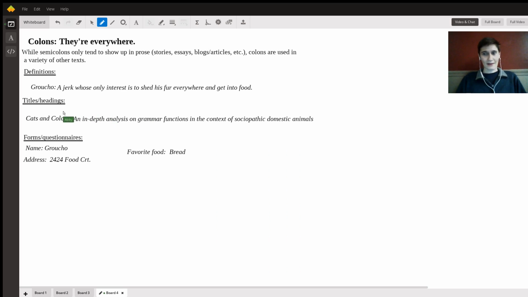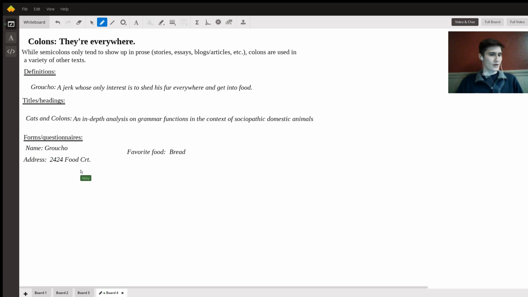In a lot of academic articles, there will be a little catchphrase, and then an elaboration upon that catchphrase. And then again, like I said, forms and questionnaires, we have the information or question, and then the information being sought out, and then the information is given after the colon.